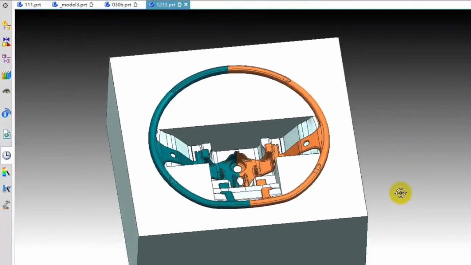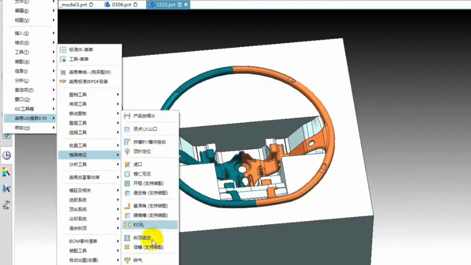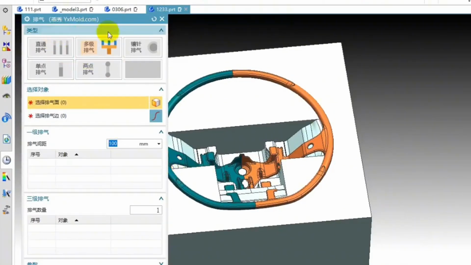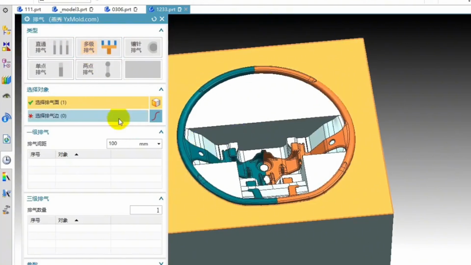Exhaust design. A good exhaust system is essential for the production of transparent products. Since transparent products require high quality of appearance, if the gas in the cavity cannot be discharged in time, bubbles or gas marks will be formed on the surface of the product, which will affect the transparency.